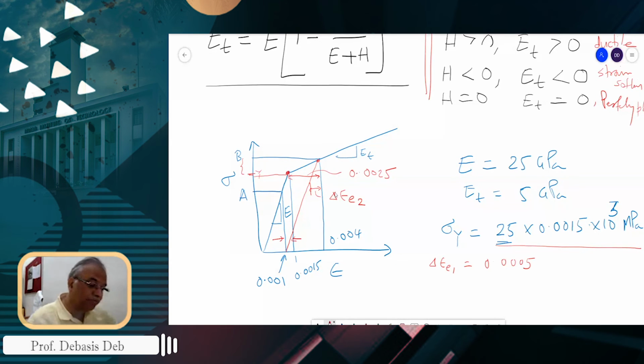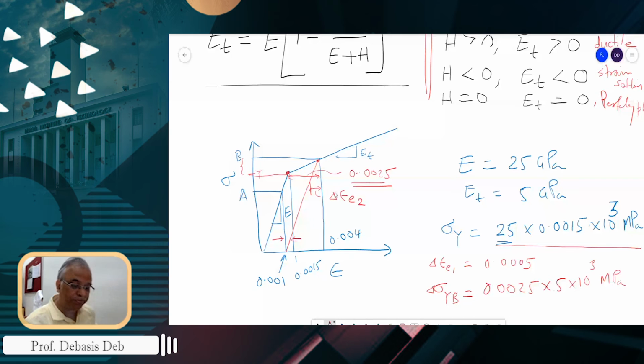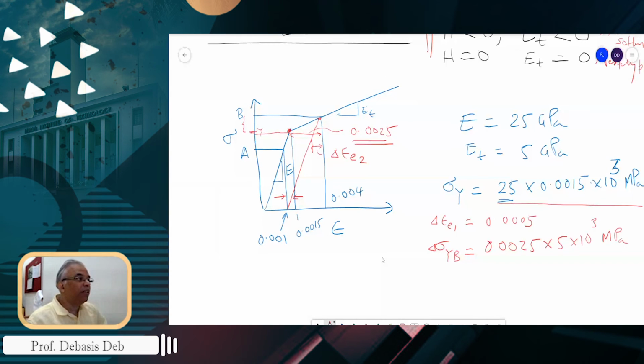So how much is here? What is this stress? Can anybody tell me this? I have given you this one. So what is the stress increment from Y to B? Delta sigma from Y to B is 0.0025 multiplied by 5 GPa into 10 to the power 3 MPa. Right? This is the stress increment that happened from Y to B.